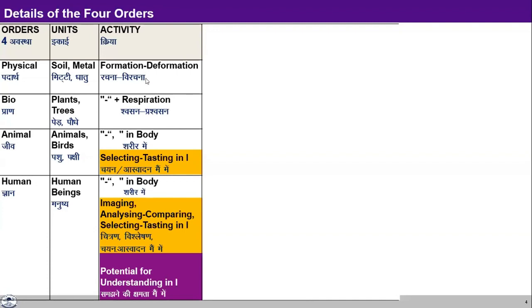So from the seed, we have the plant coming up. From the plant, we have the tree coming up, right? And the tree goes back to the soil. So ultimately there is involvement of formation and deformation here.